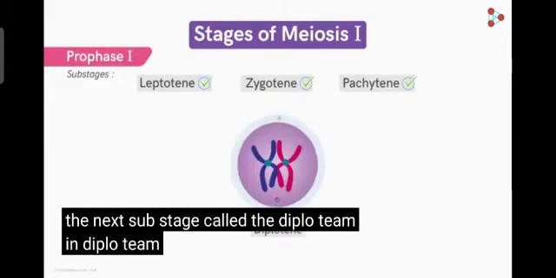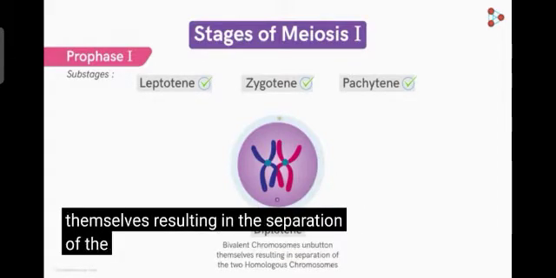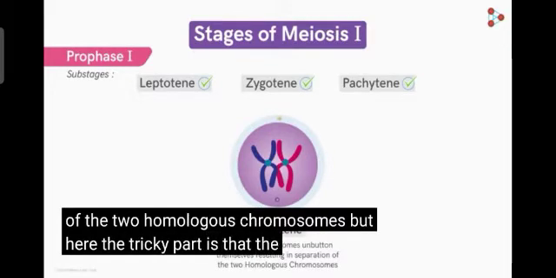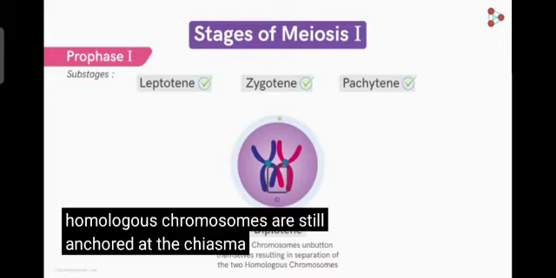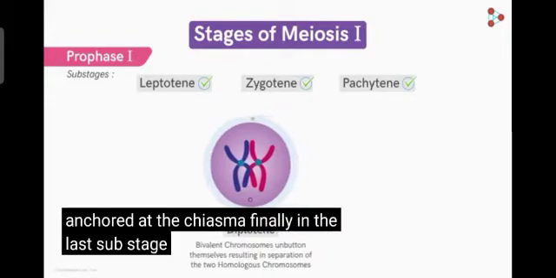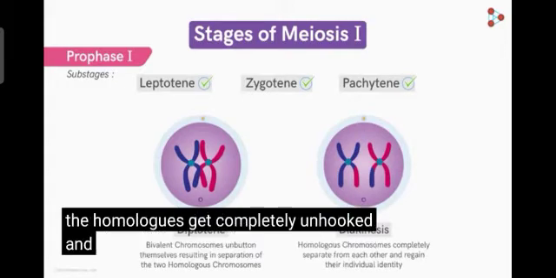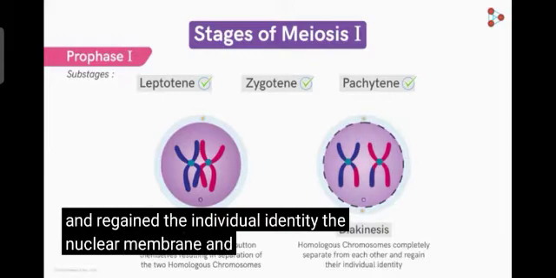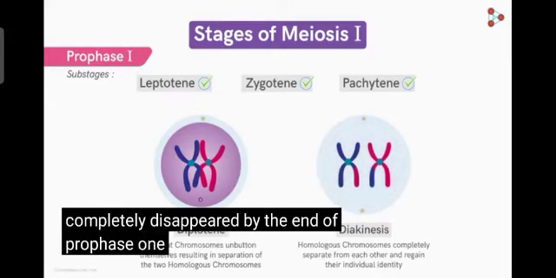In diplotene, the bivalents unbutton themselves, resulting in the separation of the 2 homologous chromosomes. But here, the tricky part is that the homologous chromosomes are still anchored at the chiasma. Finally, in the last substage called the diakinesis, the homologs get completely unhooked and regain their individual identity. The nuclear membrane and the nucleolus completely disappear by the end of prophase I.